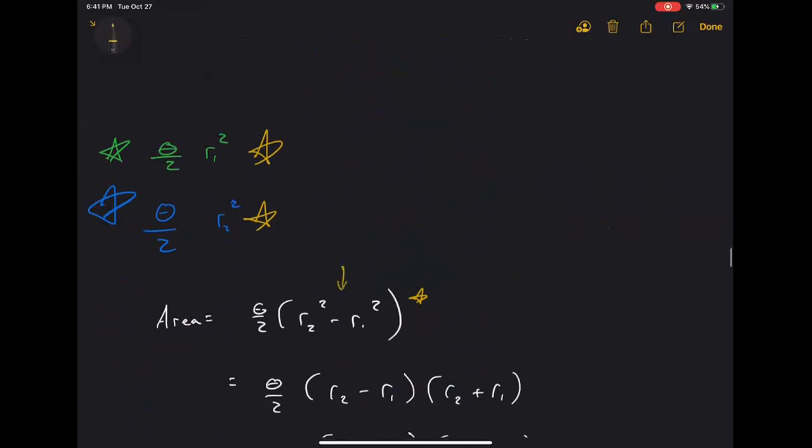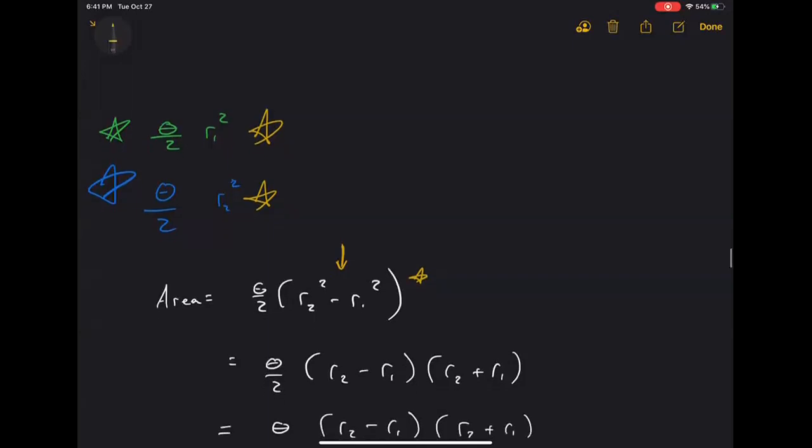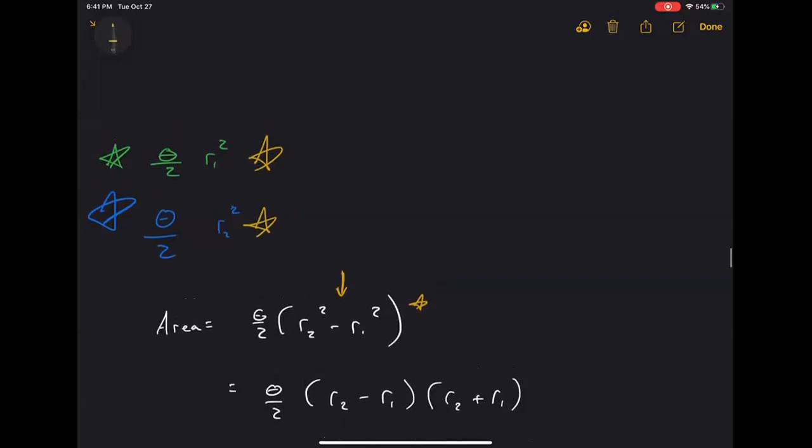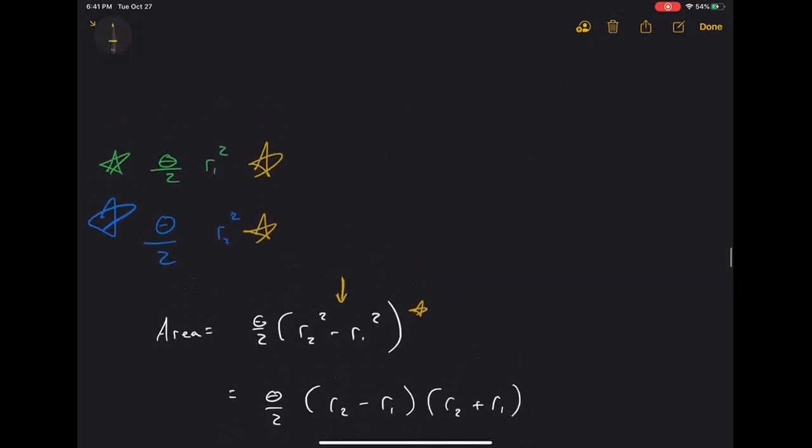Well, notice that we can write R2 squared minus R1 squared as R2 minus R1 times R2 plus R1. Why are we doing that? Just because it's going to allow us to rearrange things into a more convenient form. Don't worry about how somebody figured this out. Just worry about the meaning along the way. So what is the meaning of each of these pieces?